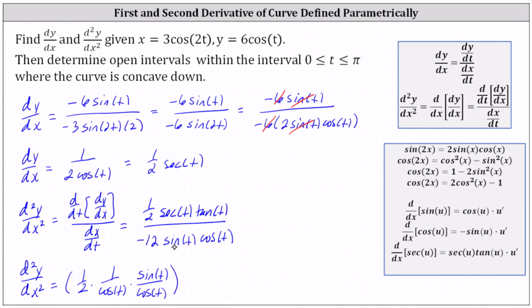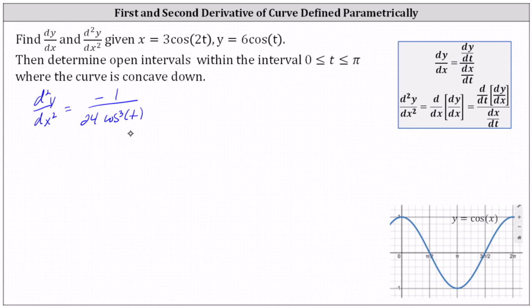And then instead of dividing by negative 12 sine t cosine t, we will multiply by the reciprocal, which is 1 divided by negative 12 sine t cosine t. And now let's simplify. Sine t divided by sine t simplifies to 1. Nothing else simplifies. We have 1 divided by negative 24 cosine cubed t. If we want, negative 1 divided by 24 cosine cubed t. Let's continue on the next slide.